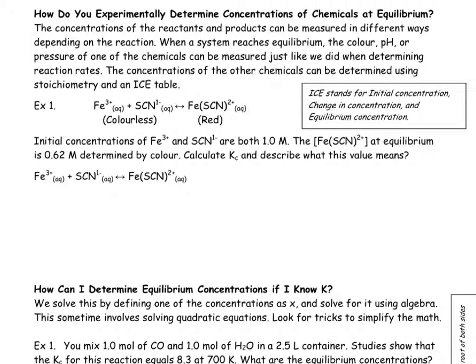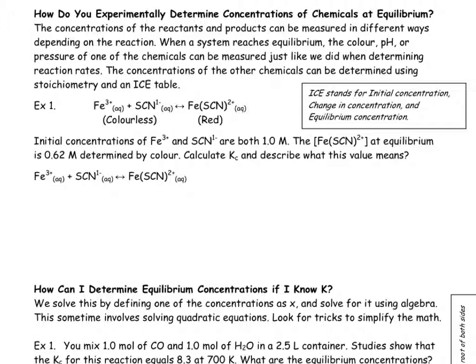In order to calculate an equilibrium constant, you have to know the concentrations of each of your chemicals at equilibrium. Well, how do you experimentally do that? They can be measured in different ways depending on the reaction.